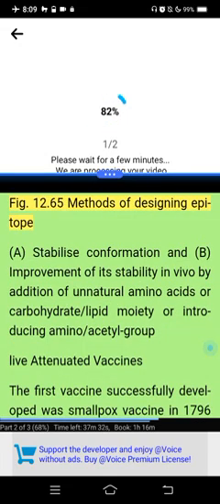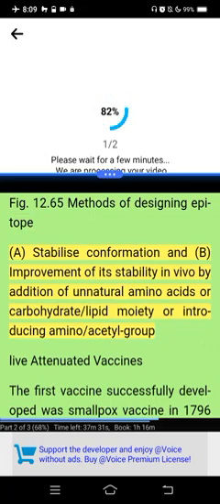Figure 12.65 methods of designing epitope. A. Stabilize conformation and B. Improvement of its stability in vivo by addition of unnatural amino acids or carbohydrate, lipid moiety, or introducing amino acetyl group.